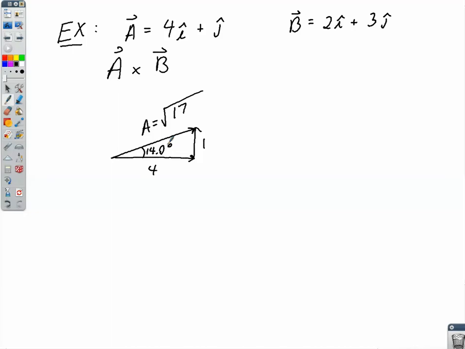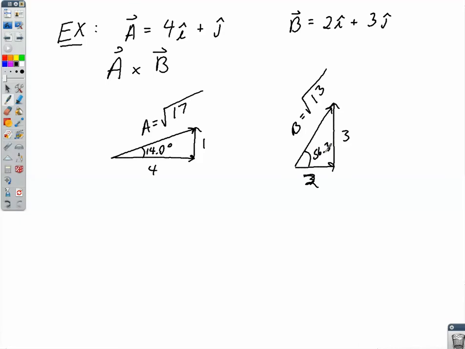For vector B over here, it goes 2 units in the i direction and then 3 units up in the j. So here's vector B, 2 and 3. So its magnitude is going to be the square root of 4 plus 9, which is root 13. And we have an angle here, the inverse tangent of 3 over 2, which my calculator tells me is 56.3.